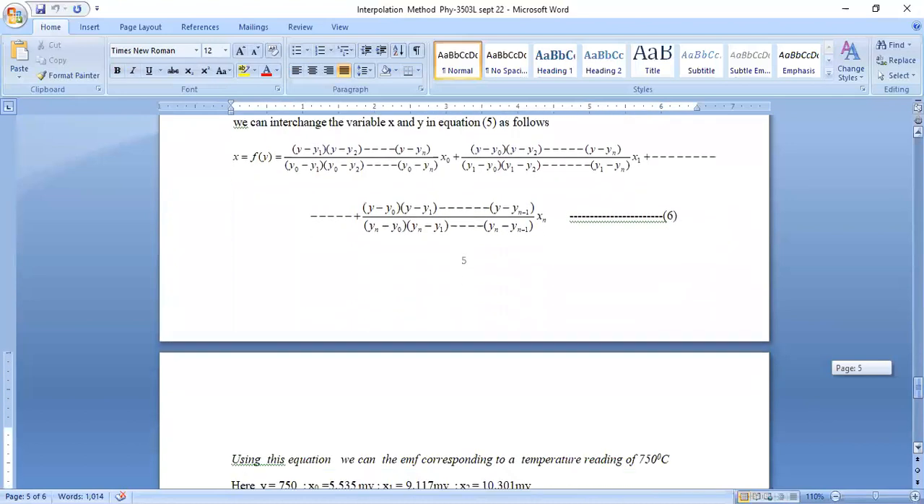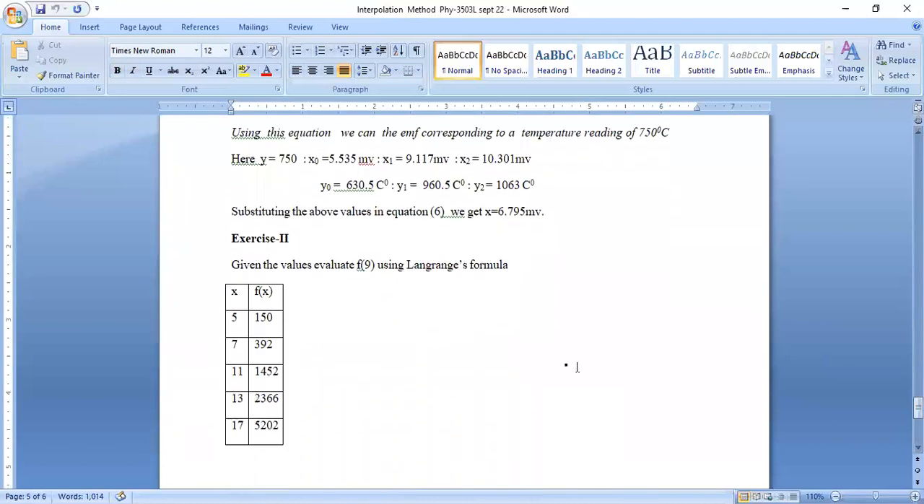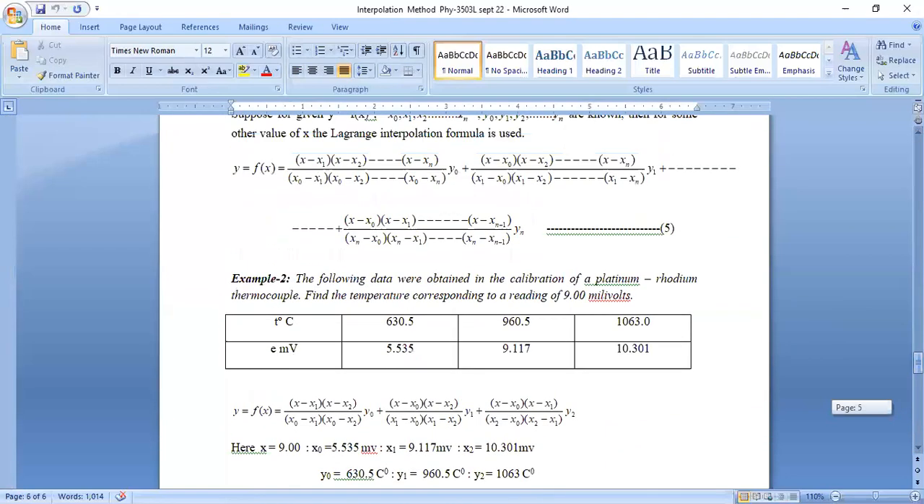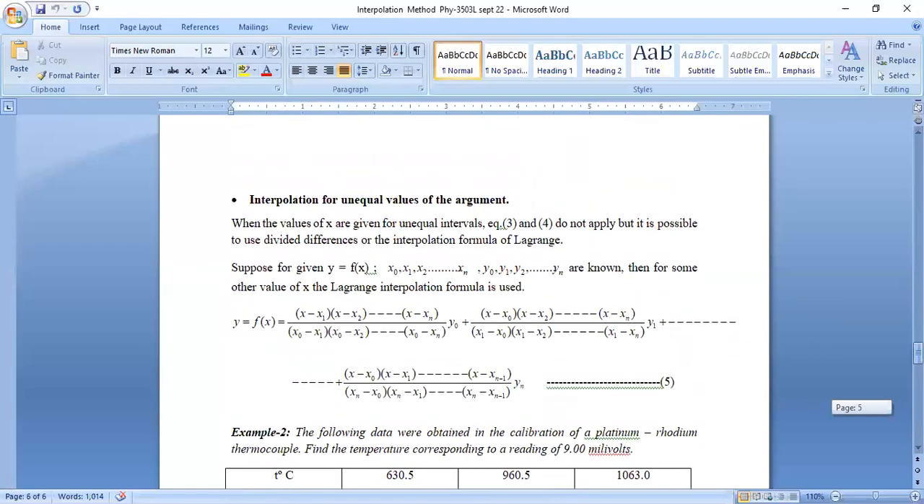Look at the interval. 7 minus 5 is 2. 11 minus 7 is 4. 30 minus 11 is 19. 70 minus 30 is 40. So this interval is not the same. Please solve this exercise number 2 also. So this is your exercise number 1, and exercise number 2 you have to solve.